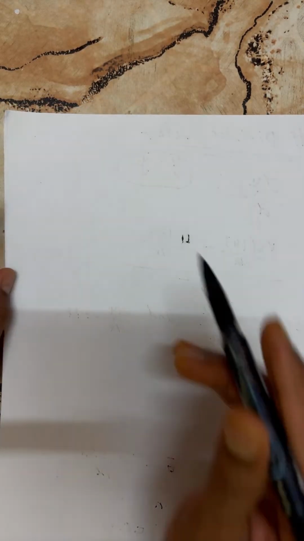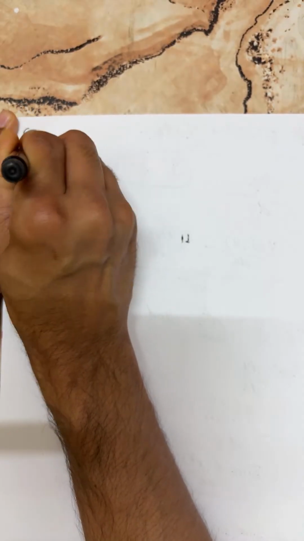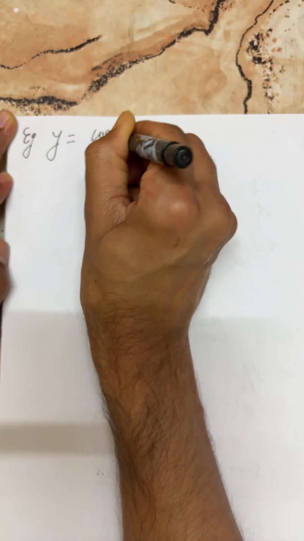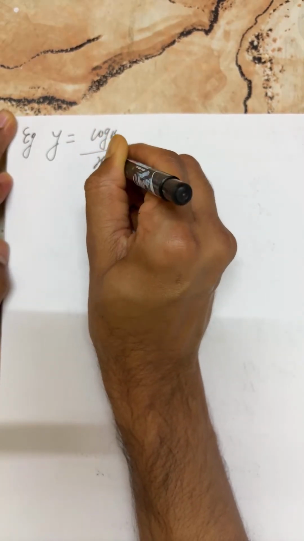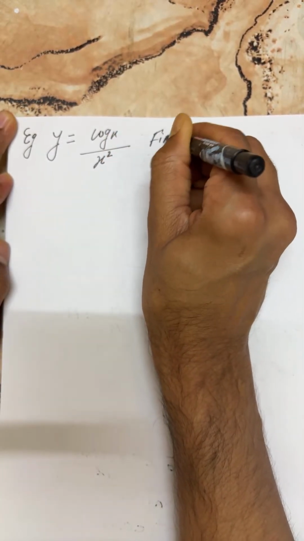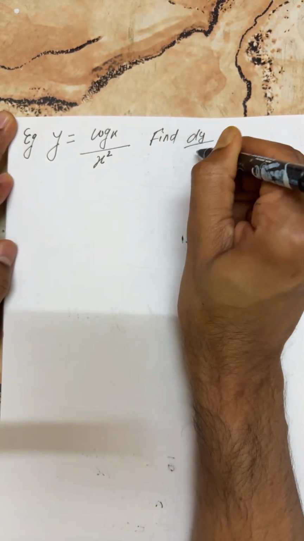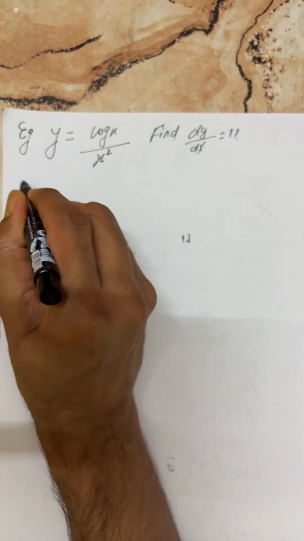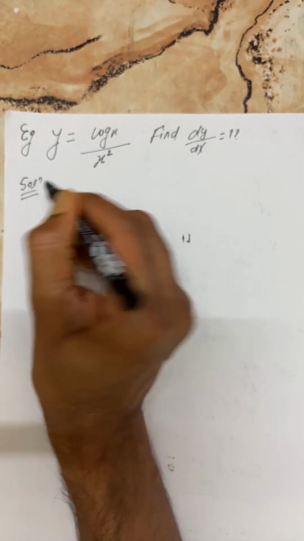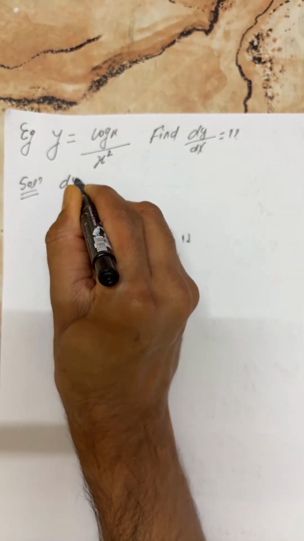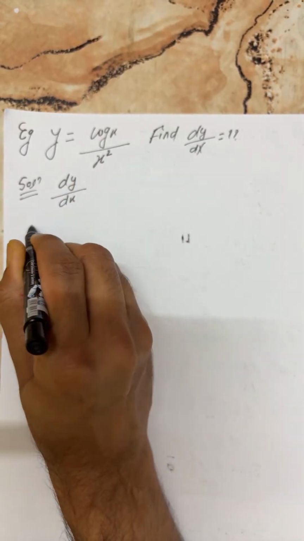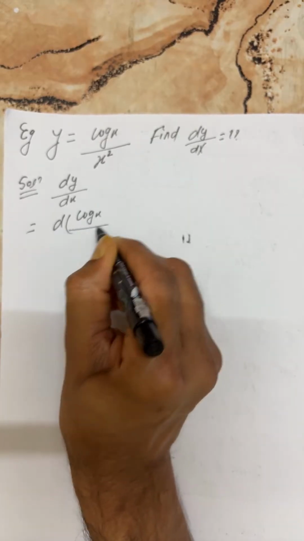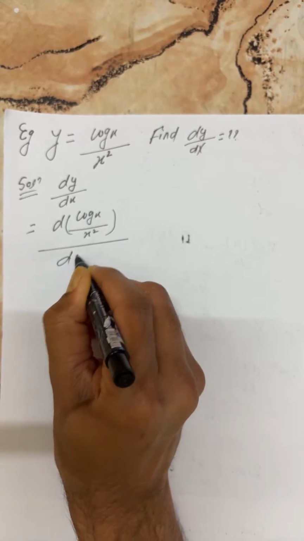Yes kids, come. This is y is equal to log of x upon x square. What is the question? Find dy by dx. So students, in the solution, first you need to write dy by dx. Now in the second step, you can put the value of y here. So this is log of x upon x square, upon dx.